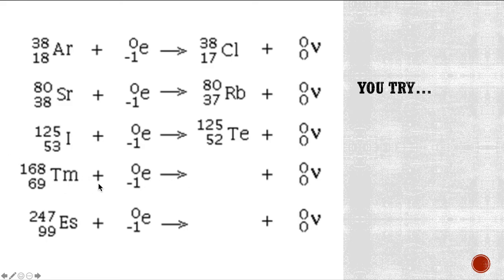Thulium-168 pulls in an electron and becomes erbium-168 and a gamma ray. And then Einsteinium-247 pulls in an electron and becomes Californium-247 and a gamma ray. All right, so go ahead and put these examples in your notes if you haven't already done it.